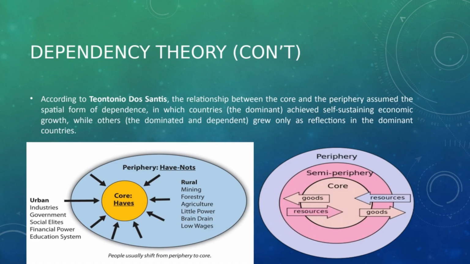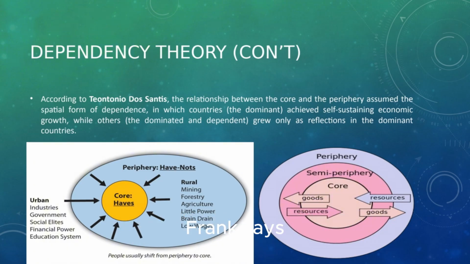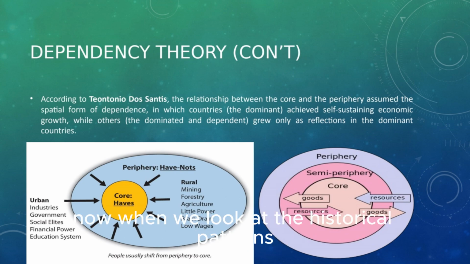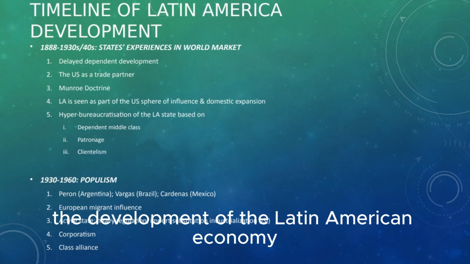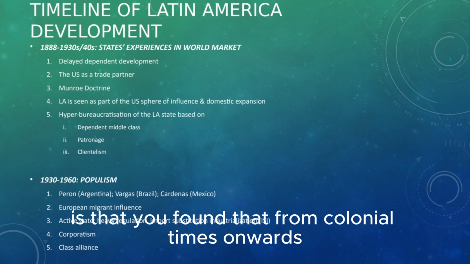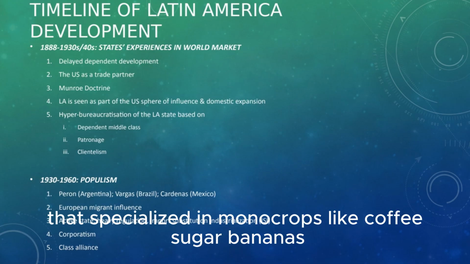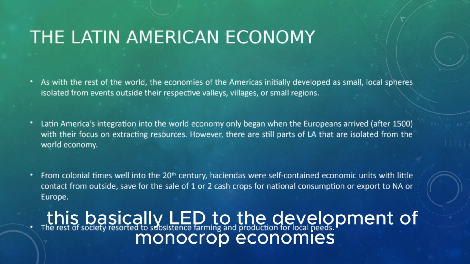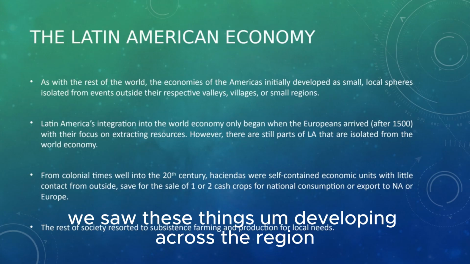So when you look at these two theories, development and underdevelopment, they argue it was largely an interconnected process. They're not separate stages. And as I think Andre Gunder Frank says, development and underdevelopment are two sides of the same coin, which is very interesting. Now, when we look at the historical patterns, the timeline of the development of the Latin American political economy, from colonial times onwards Latin America was integrated into the global system as a primary exporting region that specialized in monocrops like coffee, sugar, bananas, oil, and minerals. As a result, this led to monocrop economies, where an economy is focused largely on producing just coffee, or just bananas. We saw these things developing across the region.